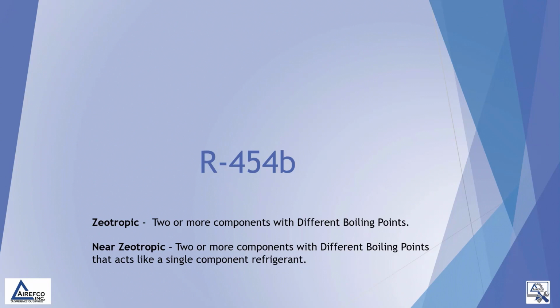We were running those numbers on R22, which is a single component refrigerant. Let's now look at R454B, which is the refrigerant that a lot of major manufacturers will be moving to in the next year or so. R454B is called a near zeotropic mixture. Zeotropic means that it's two or more components with different boiling points. A near zeotropic mixture is where you have two or more components with different boiling points, but they act like a single component refrigerant.